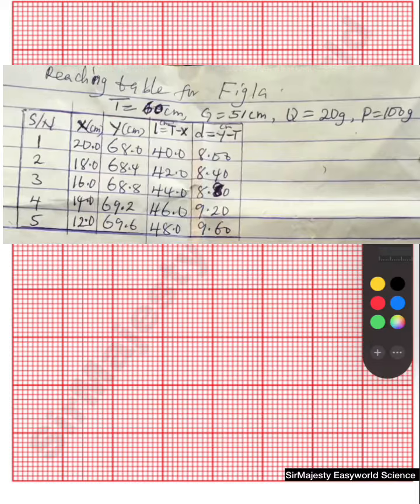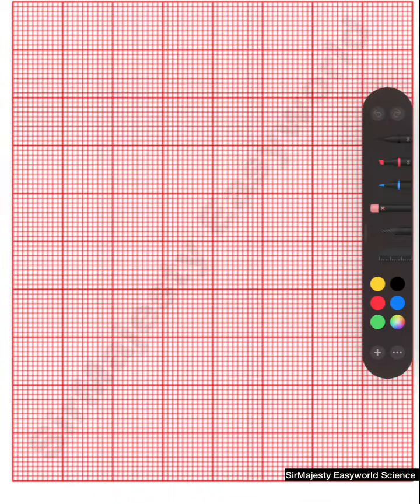As you can see on the screen, the first practical we did, you have a reading. That is table Fig 1A. And you start by drawing your line.